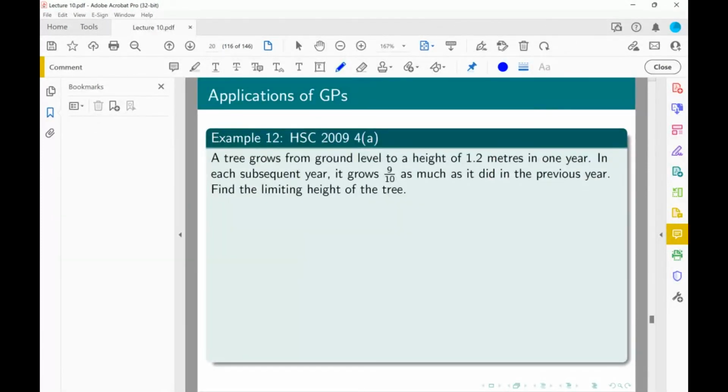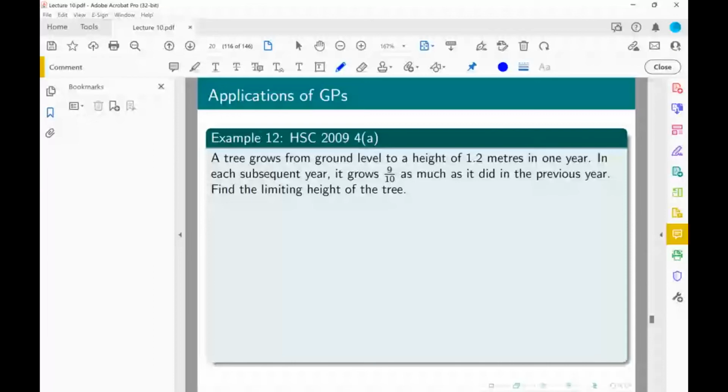Yeah, I suppose we have time for an application or two. We might save 1 or 2 for next time. Right, so this example, it's a HSC question. So we have that a tree grows from ground level to a height of 1.2 meters in a year. In each subsequent year, it grows 9/10 as much as the previous year. Find the limiting height of the tree.